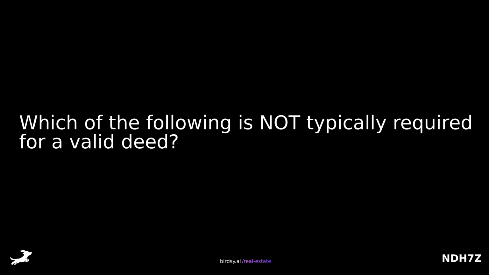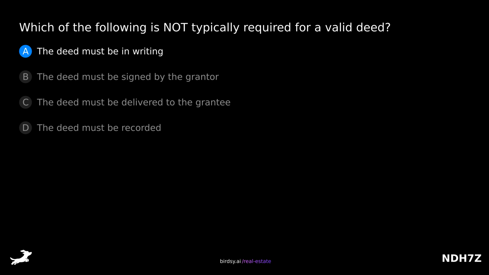Which of the following is not typically required for a valid deed? Is it A, the deed must be in writing? B, the deed must be signed by the grantor? C, the deed must be delivered to the grantee? Or D, the deed must be recorded? The answer is D, the deed must be recorded.